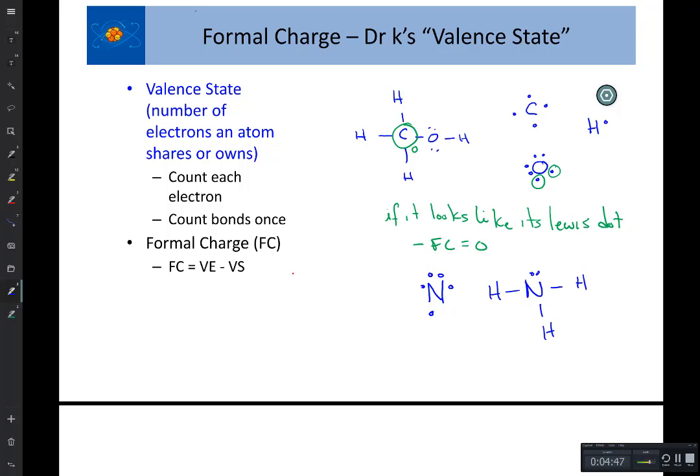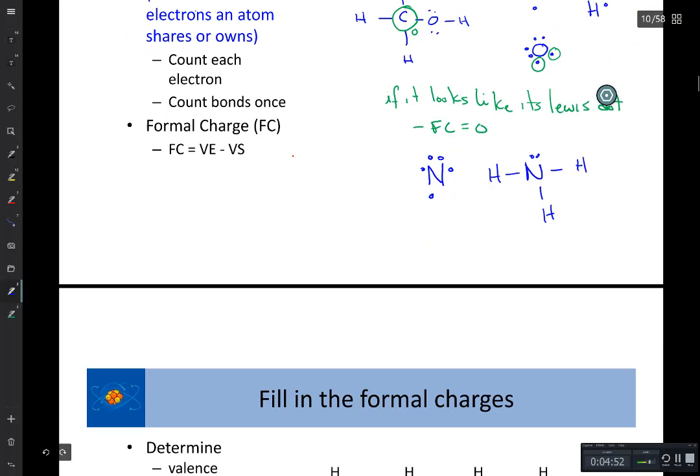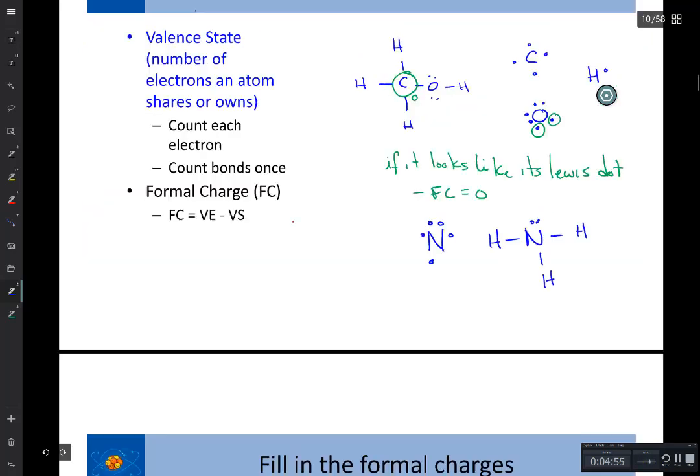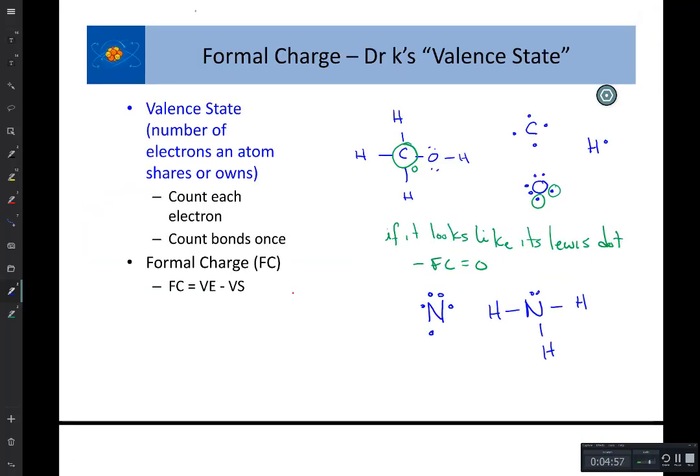Now, here's the other thing, though. You have to still be able to figure out what the formal charge is. And so I wrote the rules there. I'm going to have you guys learn this. So I made this up. I call this thing the valence state. The valence state, the term has been used for other things in the past, like in the early 1900s.